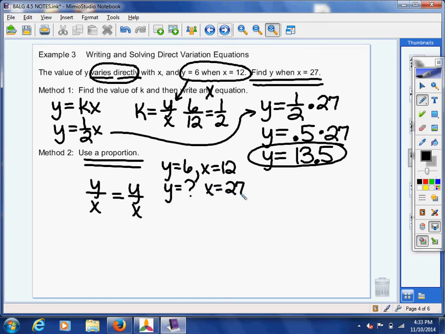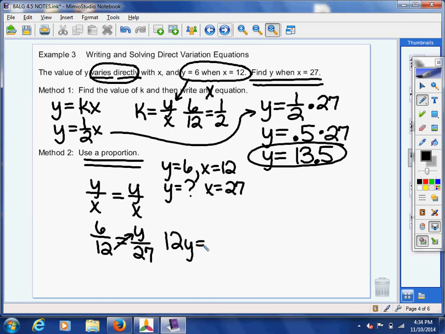You could make a proportion out of that and solve for y that way. So let's give that a try. Let's do 6 over 12, so there's that first information, and we're going to set that equal to y over 27. Now, if you have your calculator, pull that out, and we're going to cross multiply. Whenever you have a proportion, you cross multiply. So we'll end up with 12y equals 6 times 27.